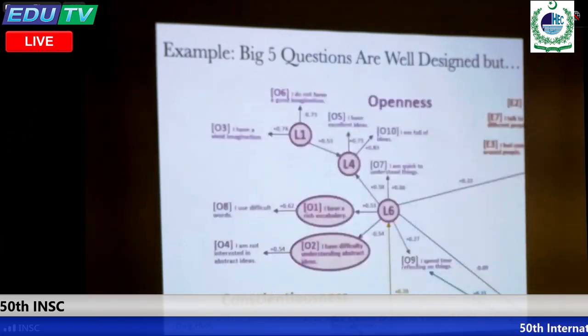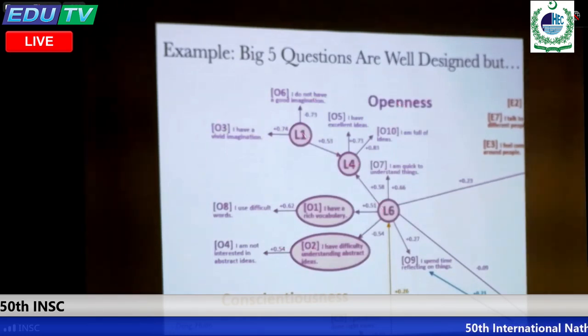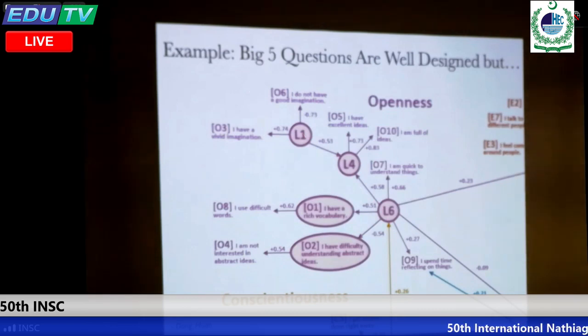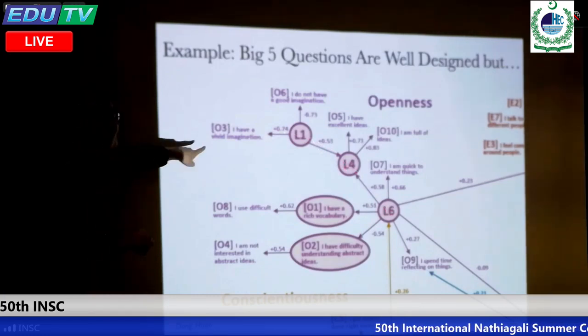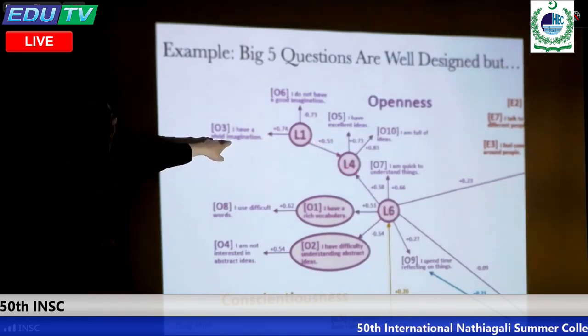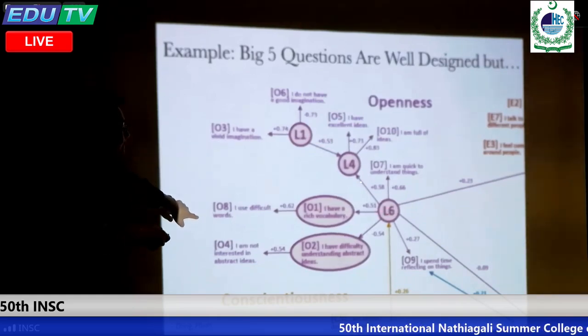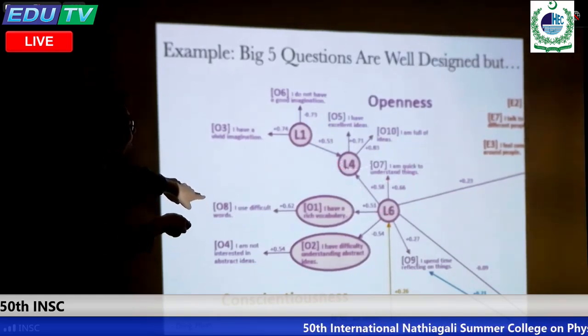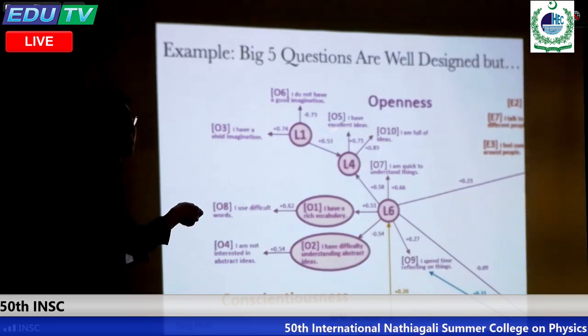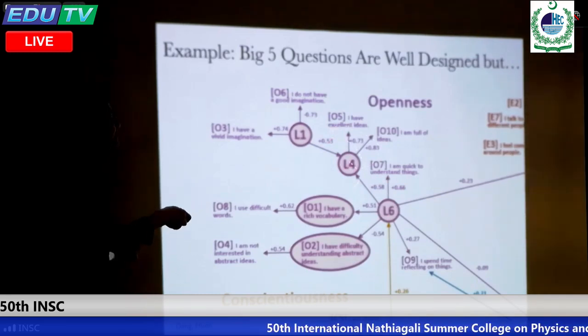And you can even have a closer look at the openness questions. Right here, we have so many openness questions. We discovered 3 hidden variables instead of 1. If you look at the questions adjacent to the hidden variables, you can see here we have L1, L6, and L4, right? L1 is about imagination, and L6 is about understanding things, the ability to understand things. L4 is about coming up with ideas, or creativity.